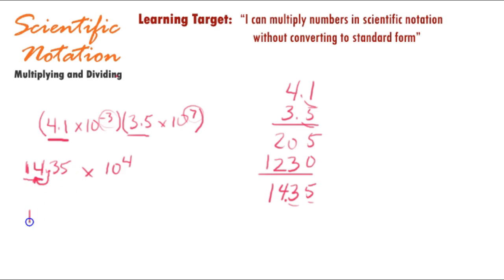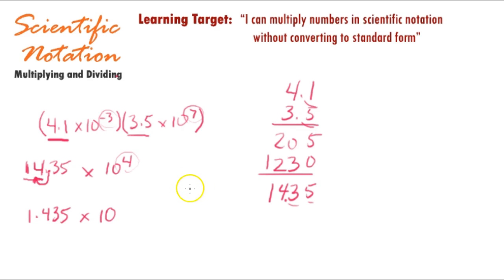So what I really want is 1.435 times 10 to the something. But I can't just keep it 4, because that told me something about the decimal, and I just moved the decimal, so it shouldn't be telling me the same thing.